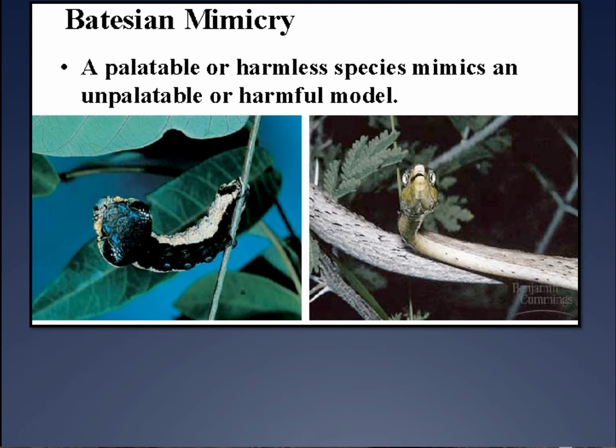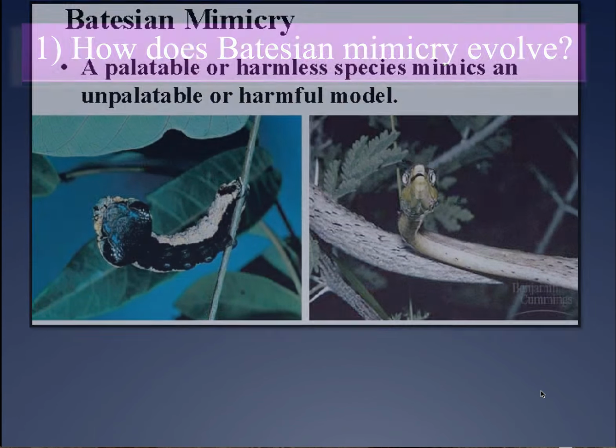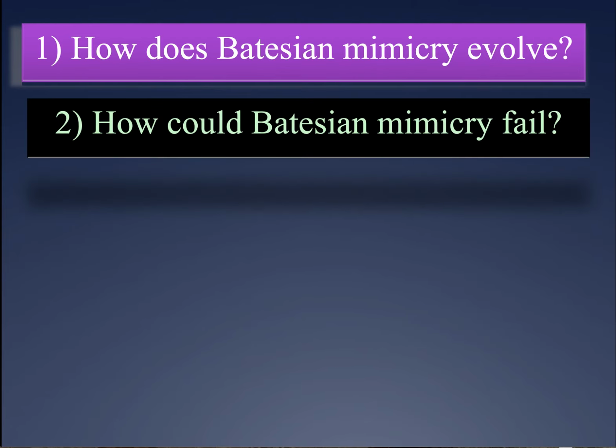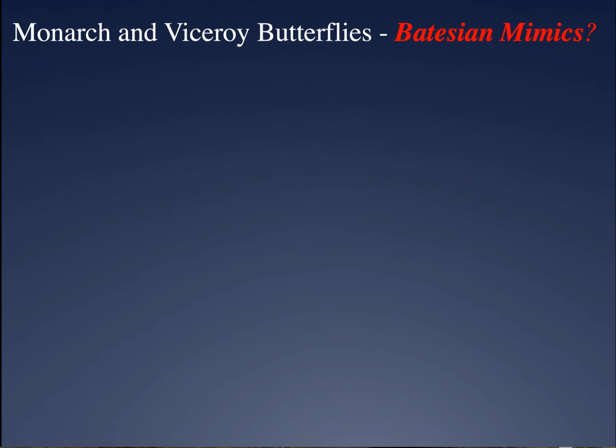Here, trying to show you again, this is Batesian mimicry, in which we have a non-toxic caterpillar that we think has been favored by natural selection because it looks like the head of a snake. So the whole question: how does Batesian mimicry evolve? And then here's the fun thing to think about. How could it fail?